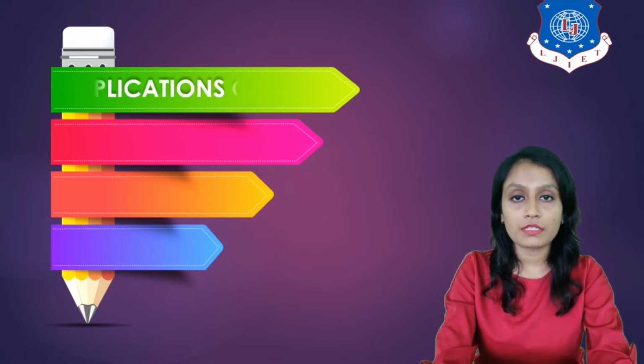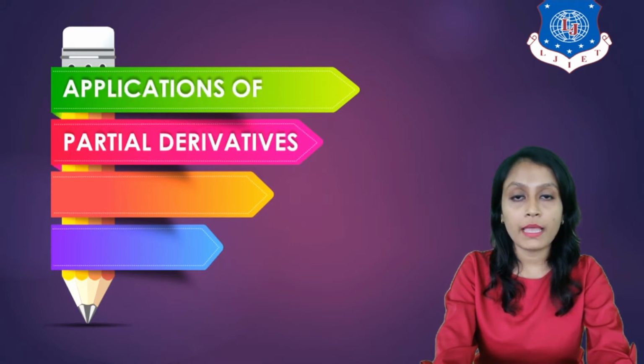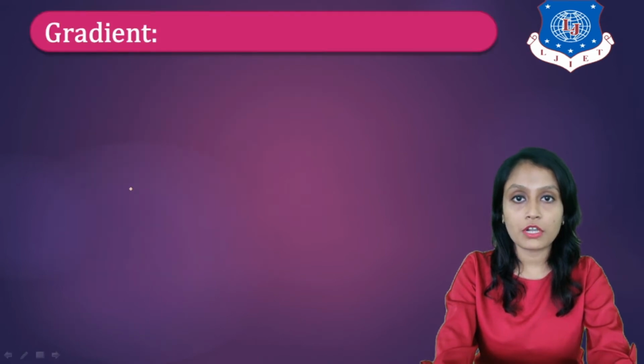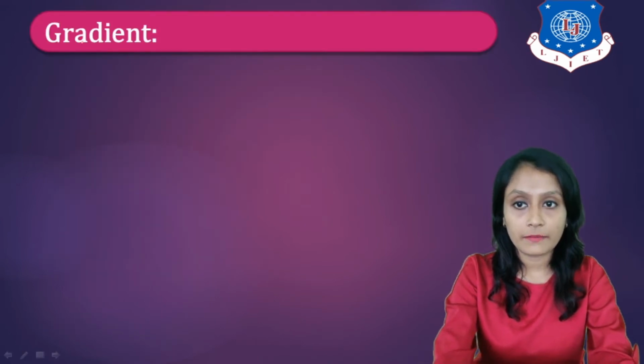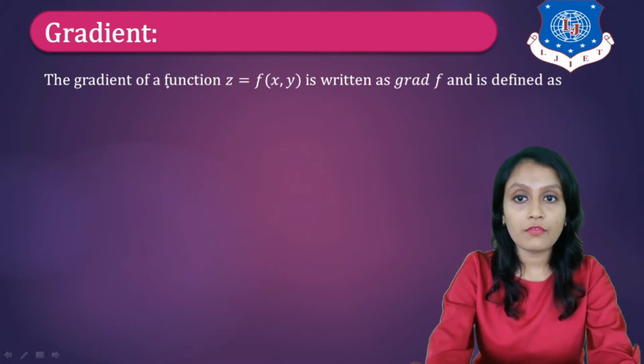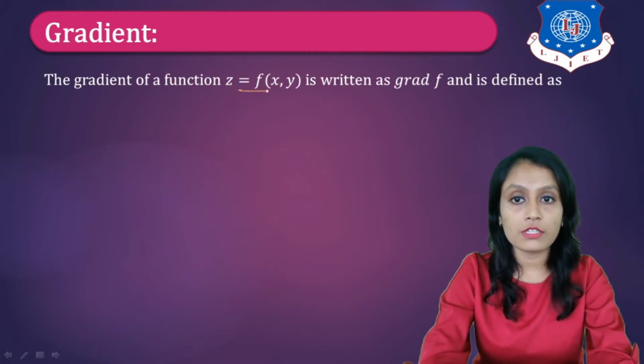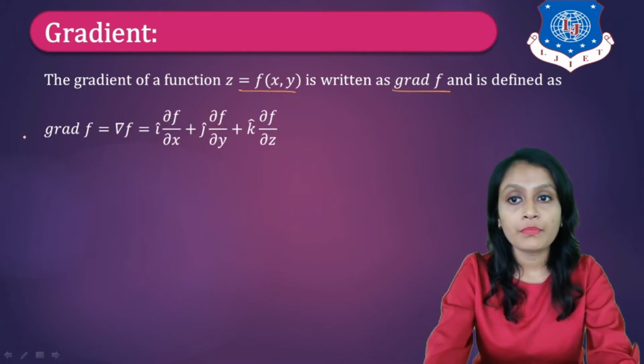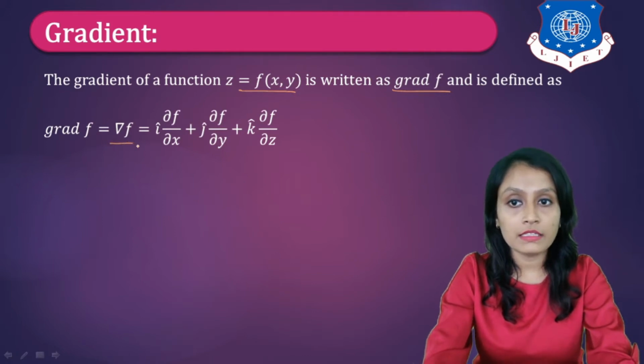Today we are going to discuss a few more topics of applications of partial derivatives. So let's begin with the first topic, that is gradient. The gradient of a function z = f(x, y) is written as grad f, and it is defined as grad f = del f. It is denoted by this also.